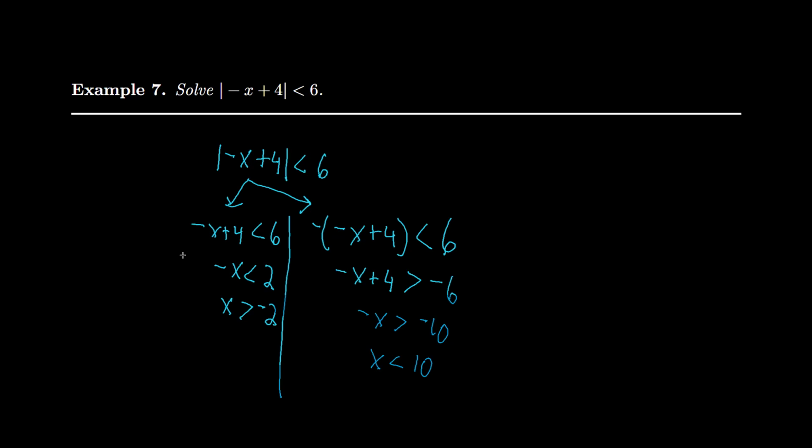You would notice that this is exactly the same thing as -2 is less than x, and x is less than 10. You could rewrite the whole thing as a compound inequality: -2 is less than x is less than 10. Another way to read this is x is between -2 and 10 exclusive, meaning you're not including the bounds. If both of these were equal to, so -2 is less than or equal to x is less than or equal to 10, you would say inclusive.